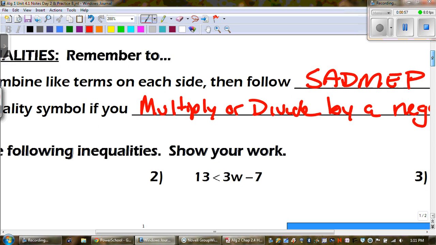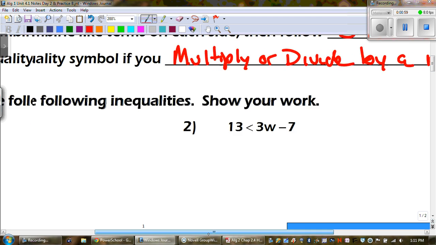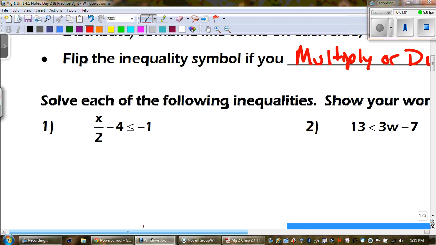So, reading the directions, it says to solve each of the following inequalities and show your work. So, let's go ahead and get started. We don't have to multiply or distribute or do any of that stuff to begin with, so now all we want to do is solve for x. Okay, so I'm going to add 4 to both sides. X over negative 2 stays the same, the inequality symbol stays the same, and negative 1 plus 4 is 3.